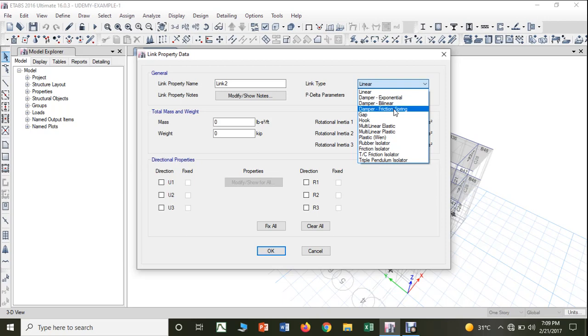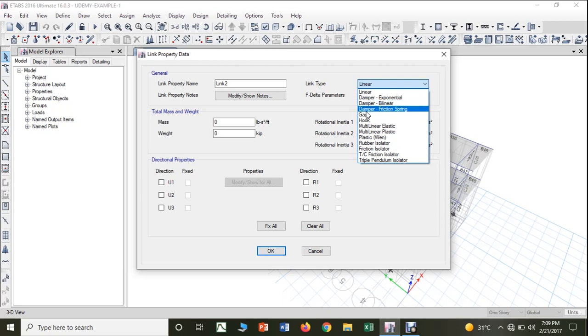Exponential means, as you know, if something increases, another component also will increase. That is what you call exponential. So like that, bilinear, friction and exponential, these are the three different ways of the behavior of the damper. Based on its usage, you are going to use that.